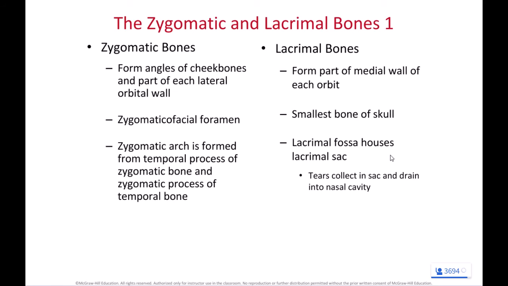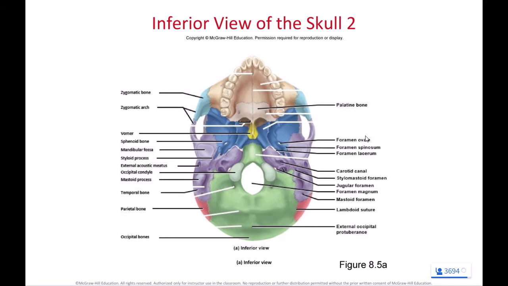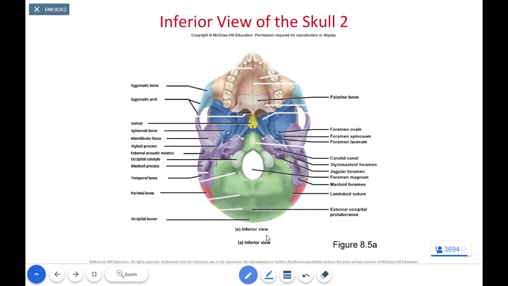And if we look at it from an inferior view, the palatine bones are right here. That posterior portion of our hard palate. There's a special suture called the mid-palatine suture right here, and there's also a mid-maxillary suture.